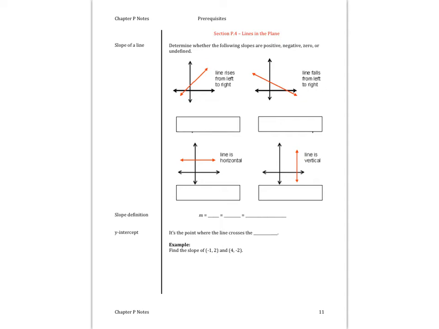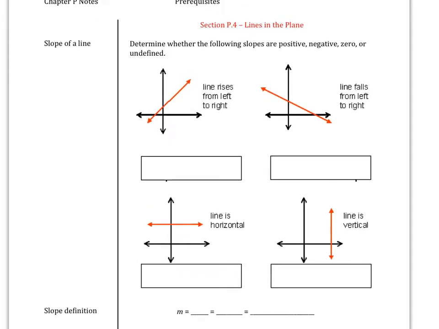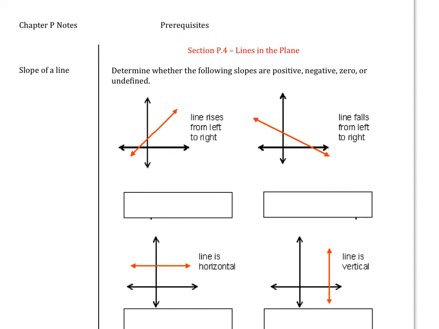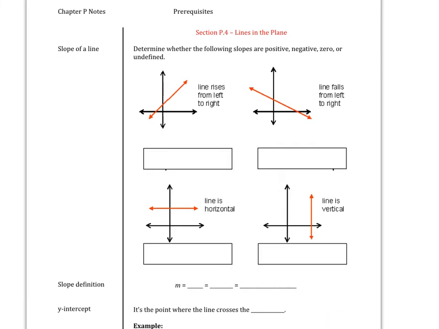All right, we're going to again review really quickly. So section 4 is about the slope in the plane. So very quickly, these four slopes, what kind of slopes are they? Go ahead and write that in the box. So usually I see that people don't have problems with these three except for this one.